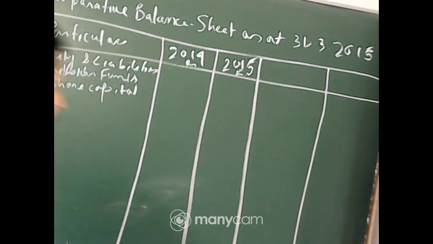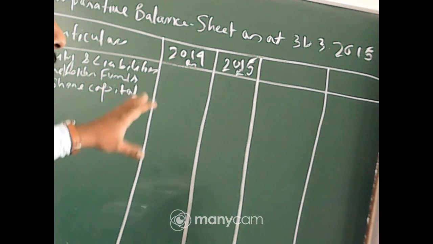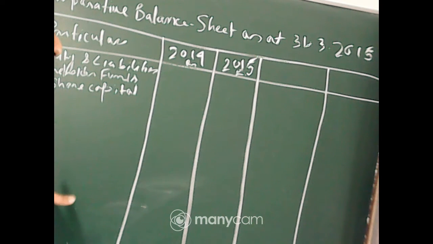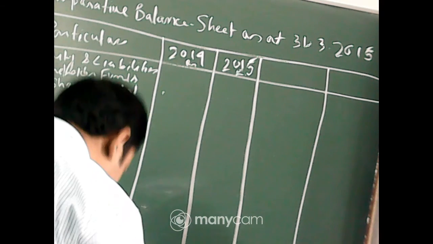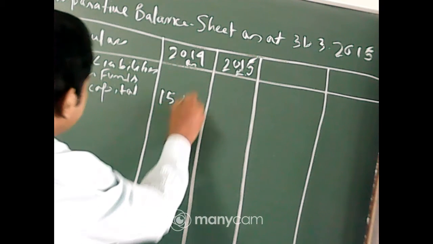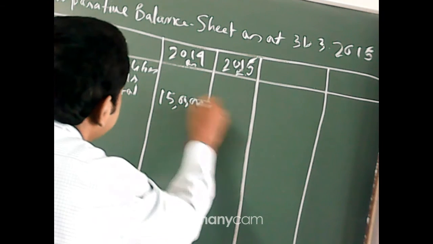So share capital: generally the figure given in the balance sheet in your question is as per the form of the Companies Act 2013, Schedule 3. Schedule 3 of 2013 already gives a format, and you will always use that format when you are doing the balance sheet of companies. Okay. You have to follow that. Now first the 2014 figure we will write, that is 15 lakh, and another is 20 lakh.